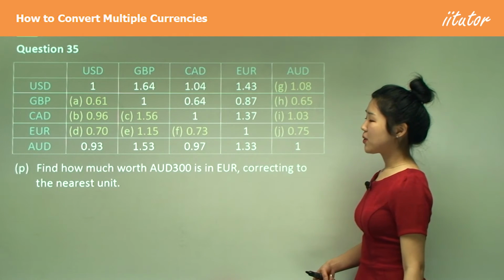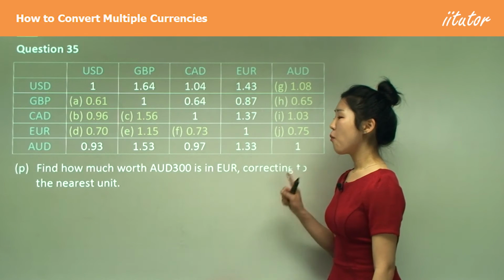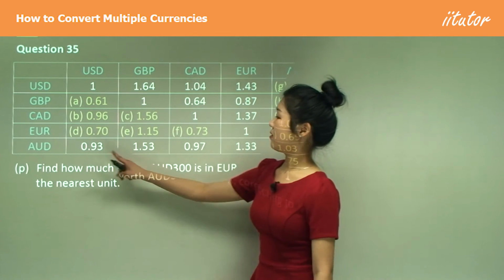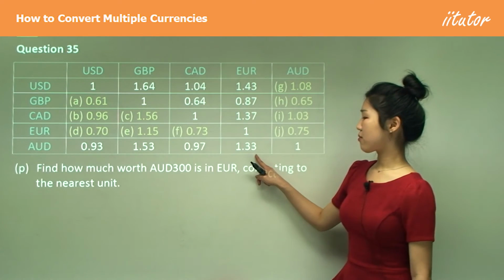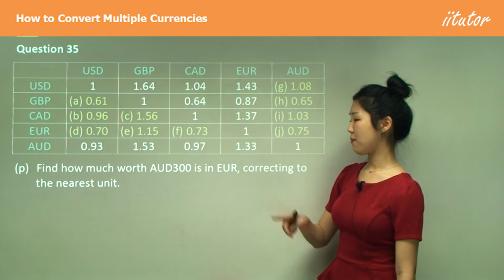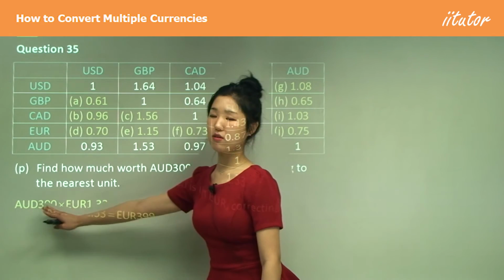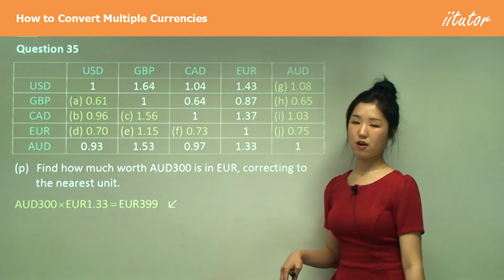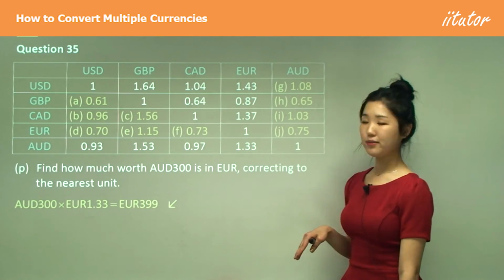P, how much worth AUD 300? 1 AUD buys 1.33 EUR. To get 300 of those, you just multiply that by 300. So 1.33 times 300, which will get you 399 in euro.